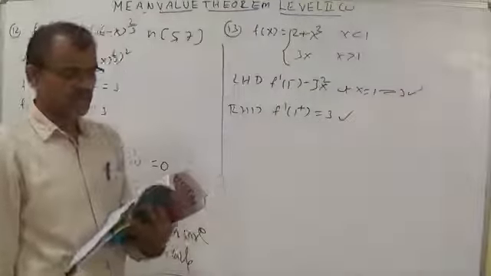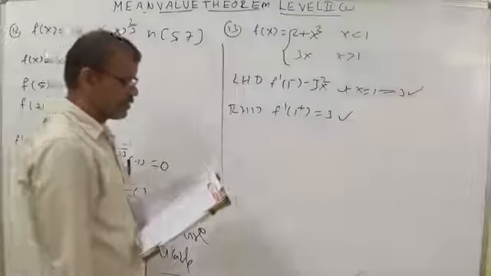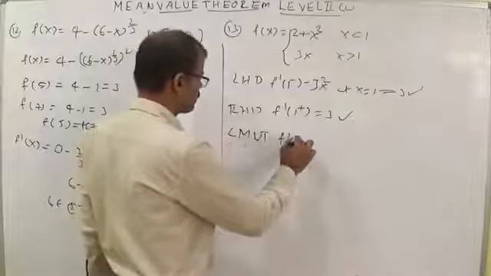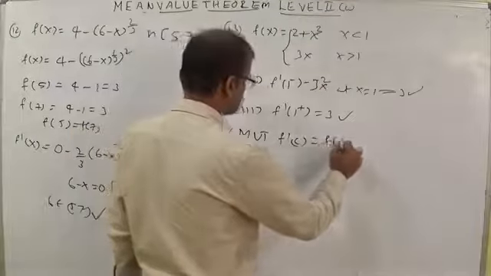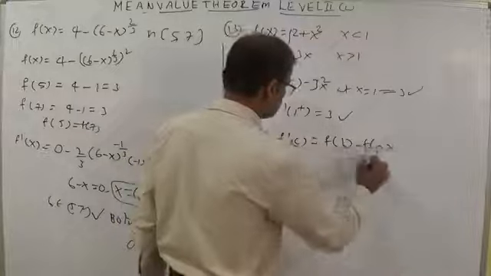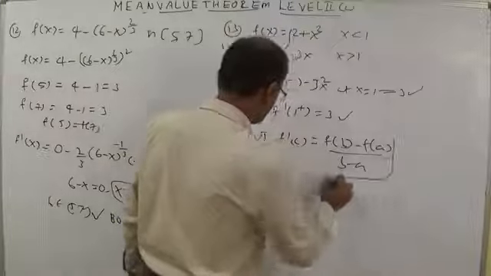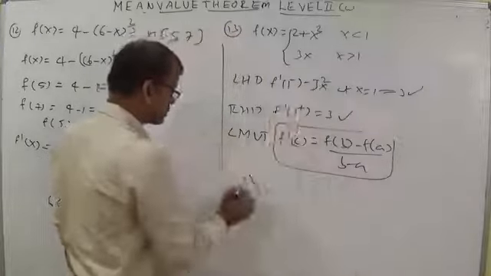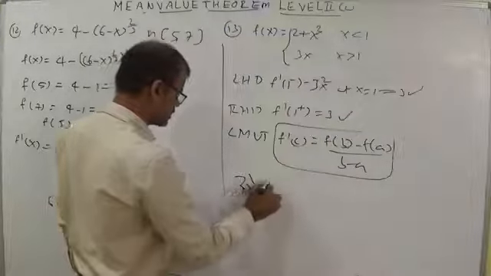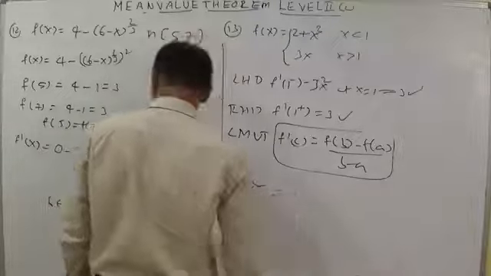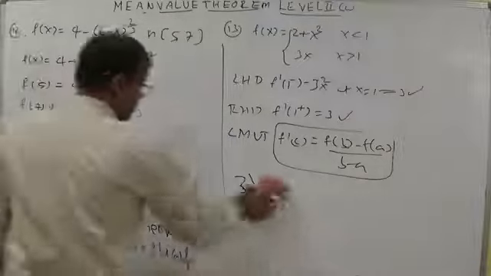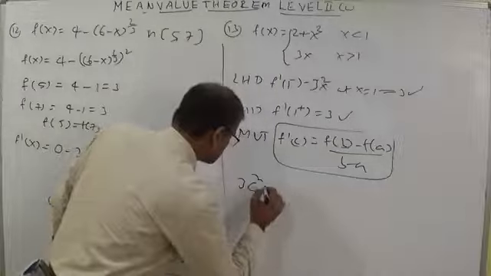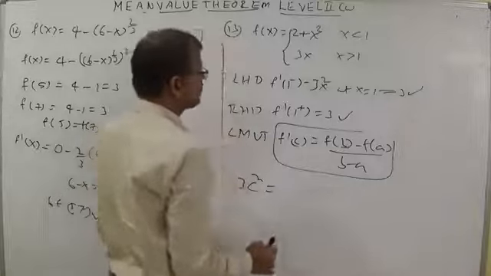Now let us discuss the Lagrange's mean value theorem using this one. LMVT, Lagrange's mean value theorem formula: f dash c is equal to f of b minus f of a whole by b minus a. So for f dash c here, you should not write 3, because you should calculate the derivative. 3x square you write. 3x square, otherwise 3c square we can write. The value 3c square is equal to f of b minus f of a over b minus a.